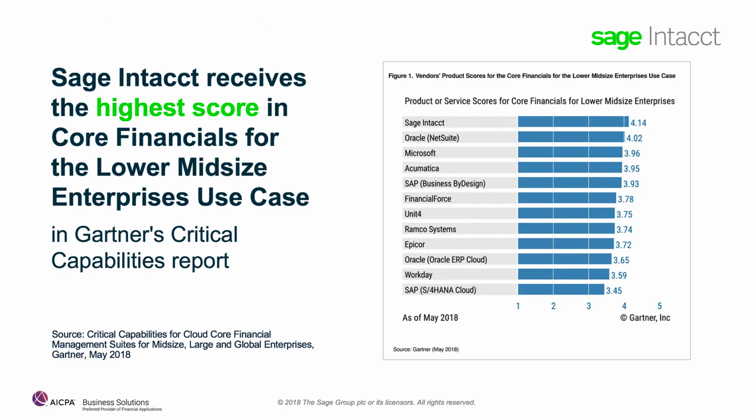We received the highest scores on Gartner's Critical Capabilities Report for organizations with annual revenues between $50 million and $500 million, with headquarters and the majority of operations in a single country.